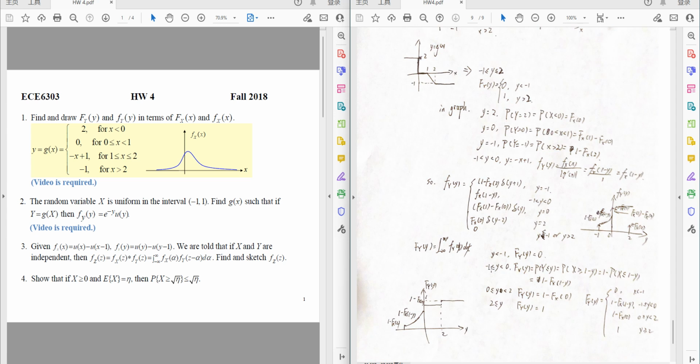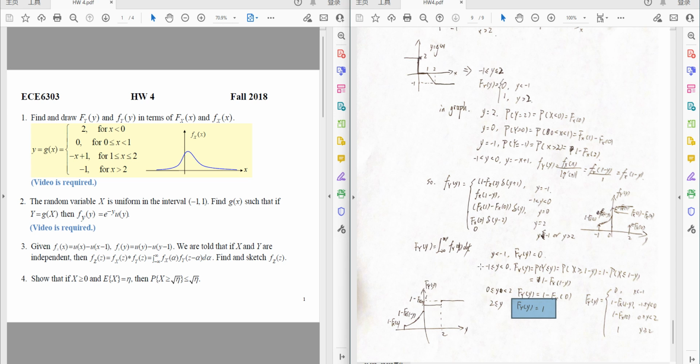And now we should calculate the mass function. Same as before, we can calculate it by segments. First, y less than -1, it must be 0. We talked about this before. And y bigger than 2, it must be 1.